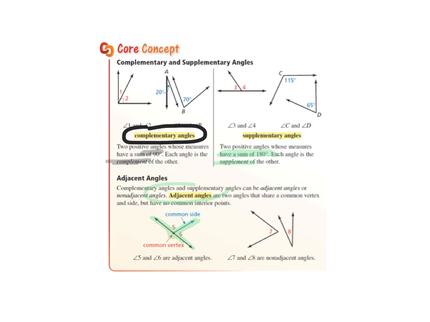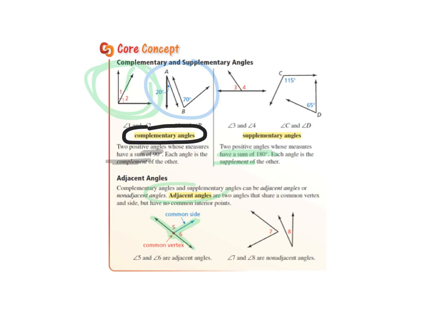The important thing to remember though is that if you have complementary and supplementary angles, they do not have to be adjacent. So if we go back up to the top here, this up here is an example of complementary angles that are adjacent. They share that side in the middle. Right next to it, that is not adjacent. They add up to 90 degrees. However, they are not adjacent, but they are still complementary.